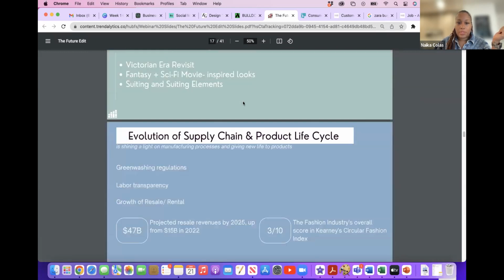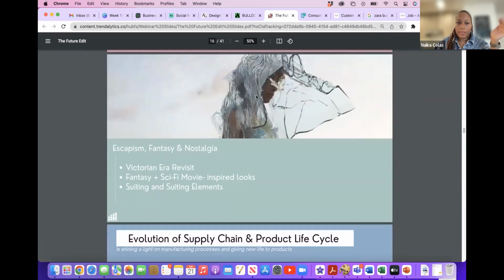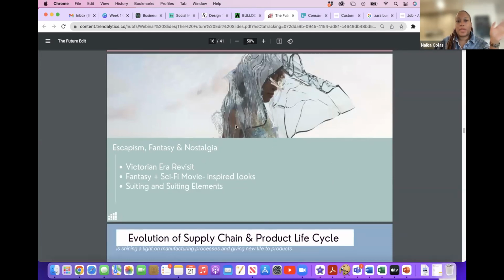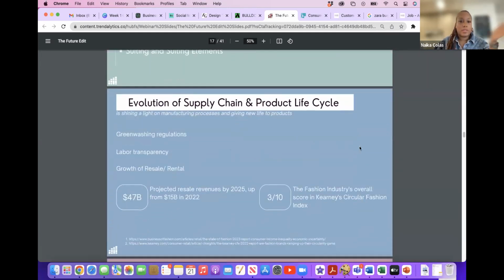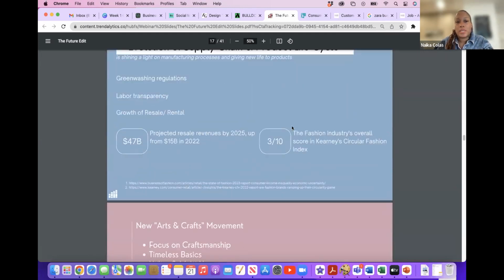I think what I found most interesting, okay, this here. So this is where we go into the escapism, fantasy, nostalgia. That is for 2023, fall, winter, even with the colors. They're using trends and consumer insights to devise all of this, to basically create this entire deck. This year, we're going into the Victorian era, sci-fi movies. So while you're designing, while you're at custom collab and you go home and you're thinking of things, think of escapism, fantasy, and nostalgia. And then also think of your supply chain, which we'll go into next week.